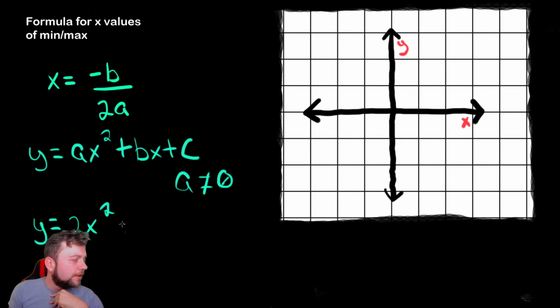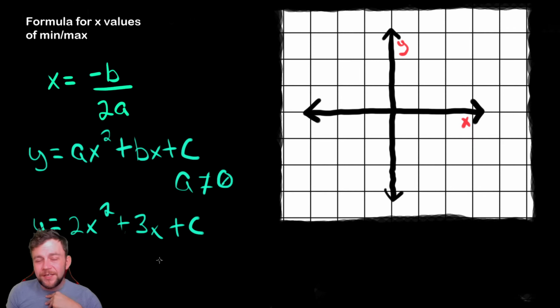2x squared plus 3x plus c. And I asked you to find either the minimum or the maximum. Well, first off, will this have a minimum or a maximum? Check your sign of the number in front of your quadratic here. Check your sign of your a value. Okay? So, if that sign is positive, you will have a minimum value.